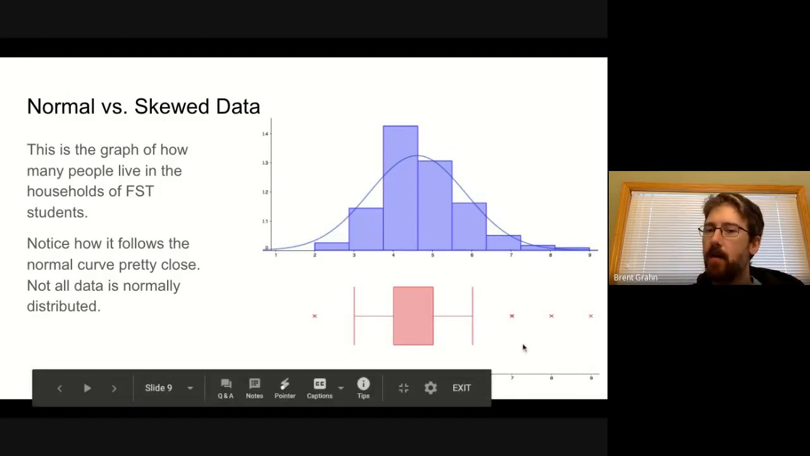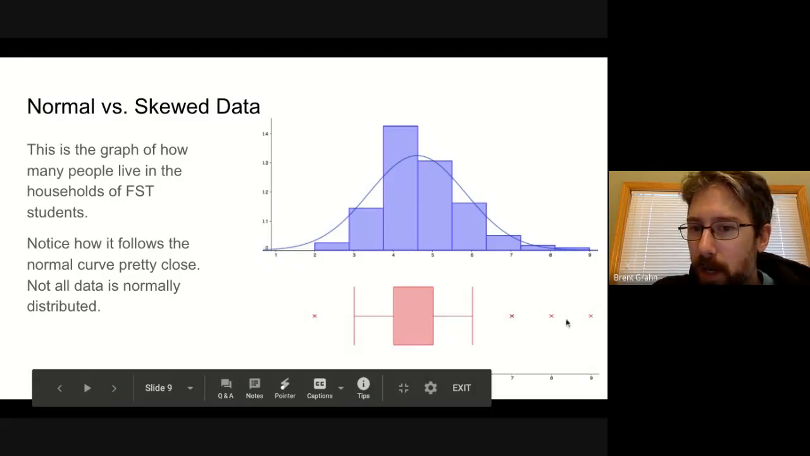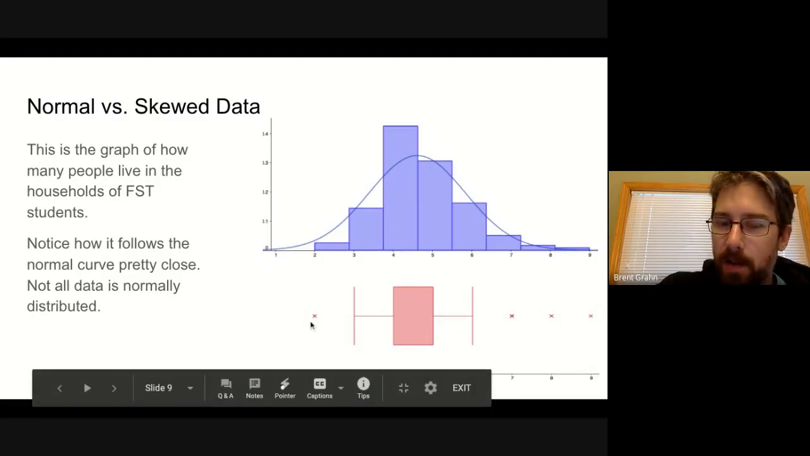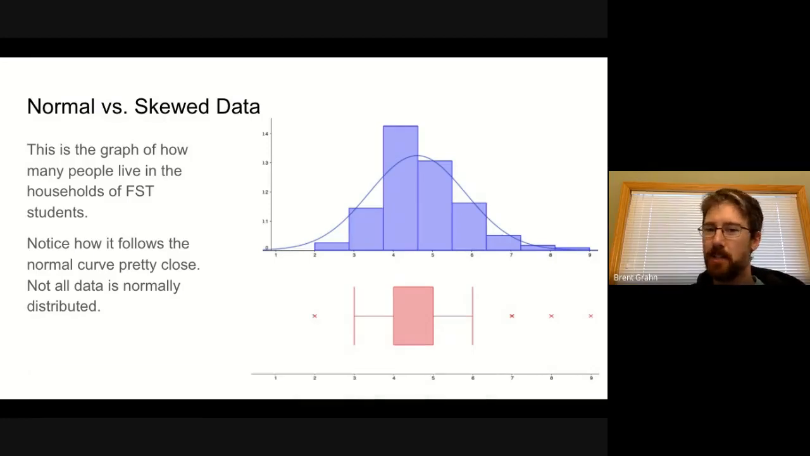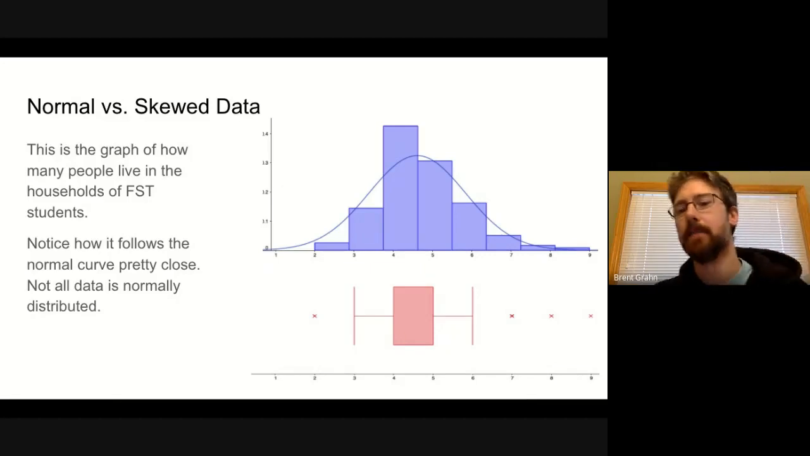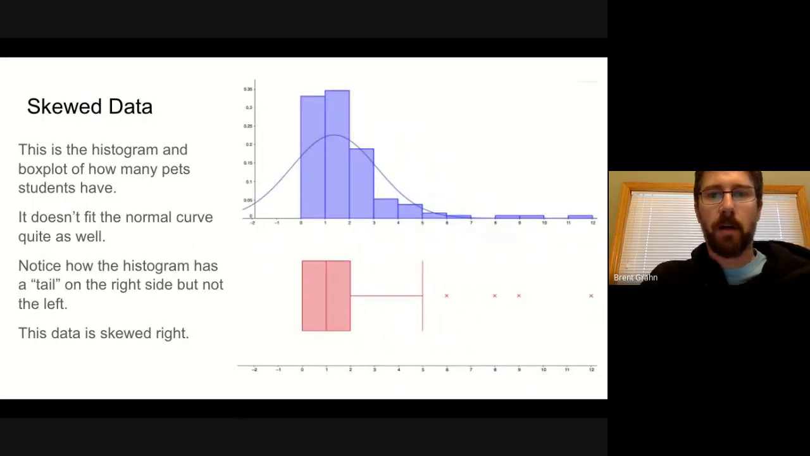And then even the outliers, we've got a few outliers on the right-hand side, we've got one outlier on the left side. So they sort of balance each other out. Not perfectly, but this is pretty close to normally distributed data. All right, so skewed data is when it's not normally distributed.